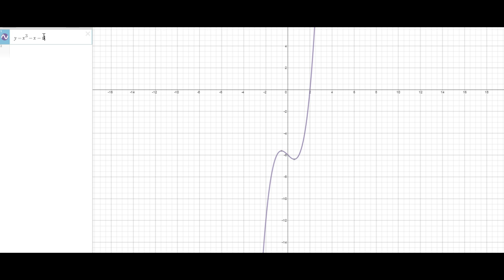So we know a cubic must have at least blank real roots. What's in the blank? It's got to have at least 1, right? Because it's got to go from Q3 to Q1 or Q2 to Q4. It's down in Q3 to up in Q1, or it's up in Q2 to down in Q4. So it has to go through. As a matter of fact, we can generalize and say every odd degree polynomial equation must have at least 1 real root.